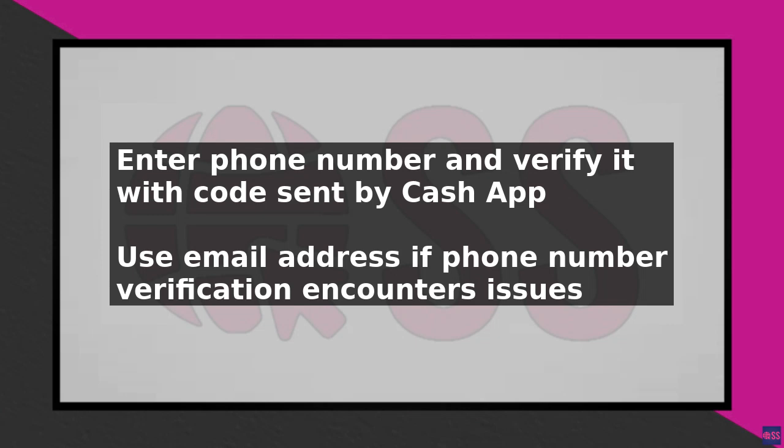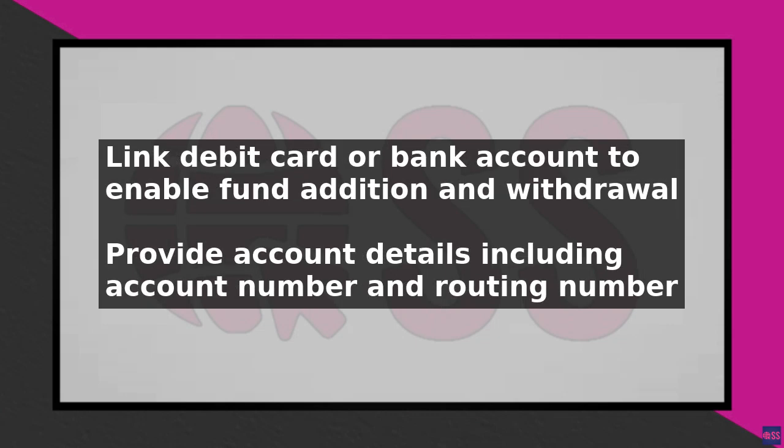Next, link your debit card or bank account to your Cash App account. This will enable you to add and withdraw funds from your account. You can also add money to your Cash App account using a bank transfer or by depositing cash at a participating retailer. When linking your bank account, you will need to provide your account details, including the account number and routing number. Ensure that you have sufficient funds in your account to avoid any overdraft fees.